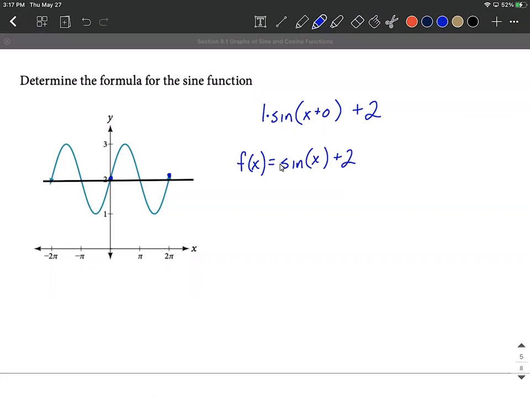And that should take care of it: no phase shift, no change in the amplitude. Really, the only thing that happened in this one is everything got picked up and moved up 2 units and set back down. That's why we're including the plus 2 at the end to indicate that change.